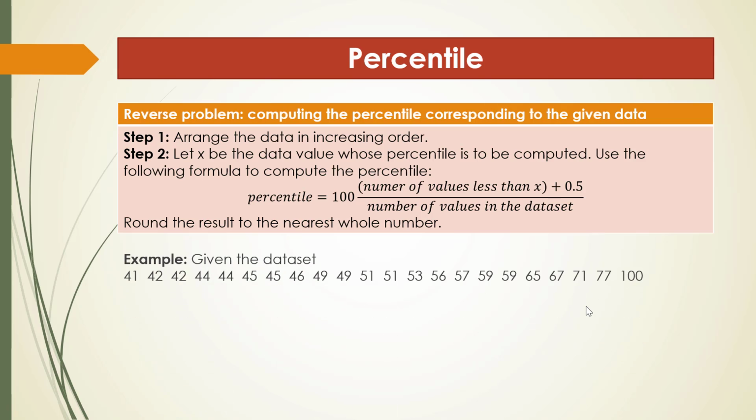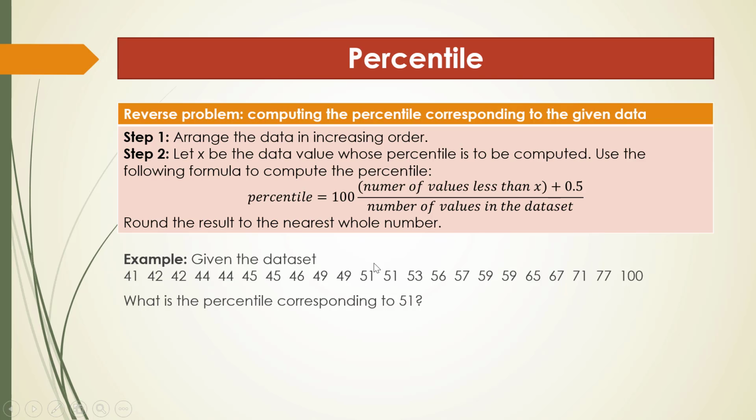Example: given the dataset 41, 42, 42, 44, 44, 45, 45, 46, 49, 49, 51, 51, 53, 56, 57, 59, 59, 63, 67, 71, 77, and 100. This dataset is already in increasing order, so we don't need to do the first step. Now, what is the percentile corresponding to 51? So 51 is right here.